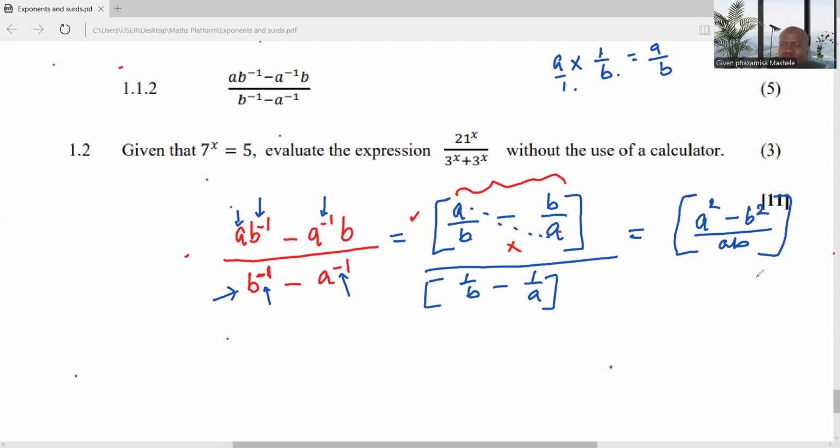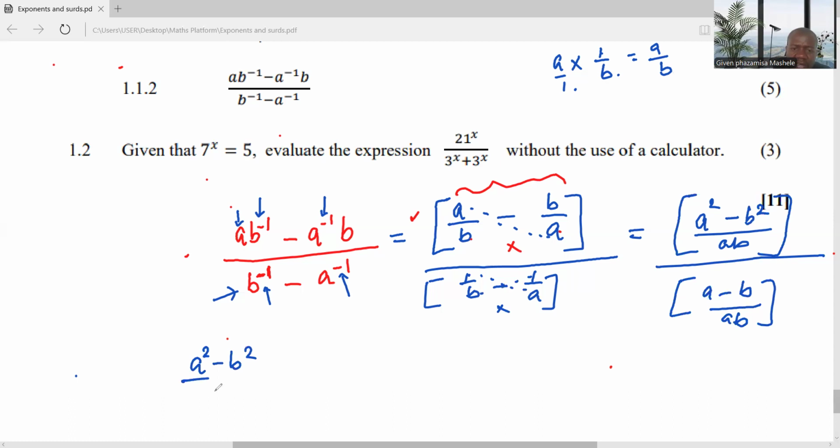Then we do the same in the second one. We multiply the denominator, b times a, it's ab. Then we do the same: multiply 1 times a, it's a, minus b times 1, it's b. So what do we have? We have a squared minus b squared divided by ab, and we're dividing this with a minus b divided by ab.